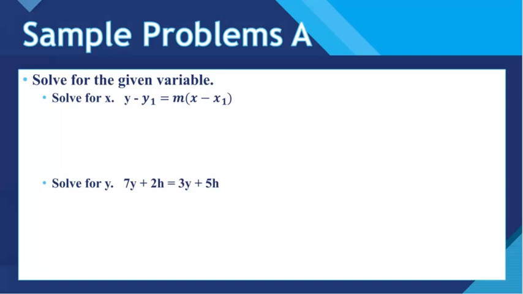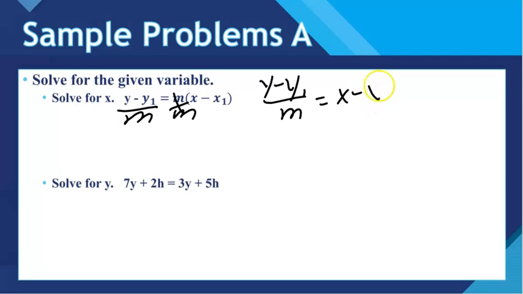Next, we're solving for x in this example. So I'm going to distribute the m. Actually, I'm going to divide by m first. So if I divide by m on both sides, I'm now left with y minus y1 over m equals x minus x1. Now to get x by itself, I'm just going to add x1 to both sides.